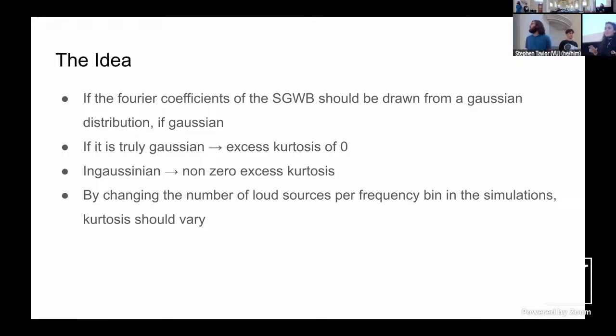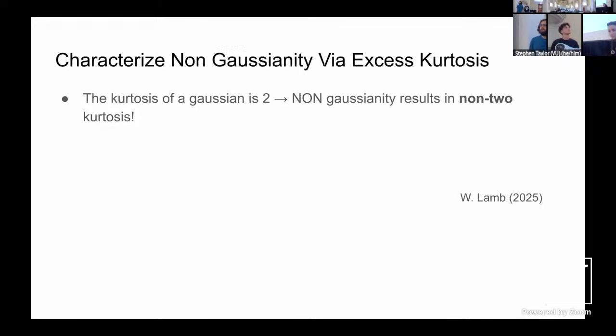Easy. The idea was that by changing the number of loud sources excised from the data set, we would be able to see excess kurtosis either go down or go up in the resulting background. We would imagine that the more loud single sources we had in each frequency bin, the more kurtosis we would have. And the more that we remove those extra loud sources, the more Gaussian it would look.